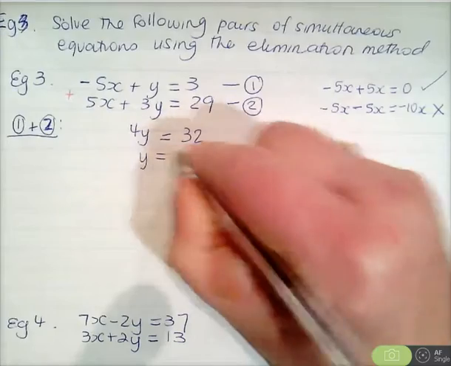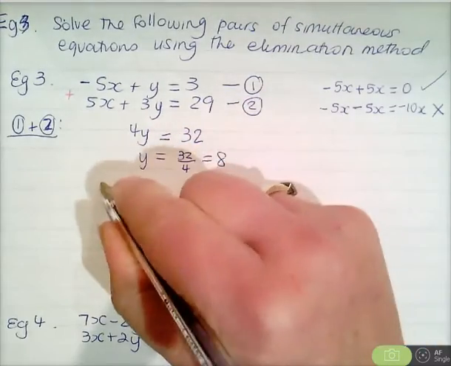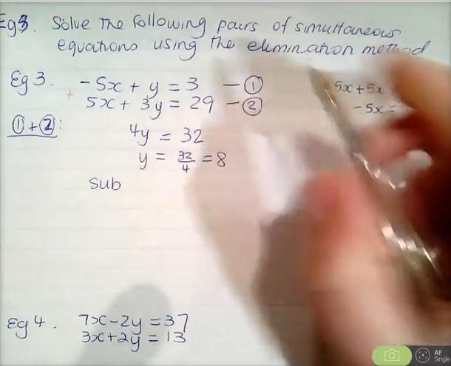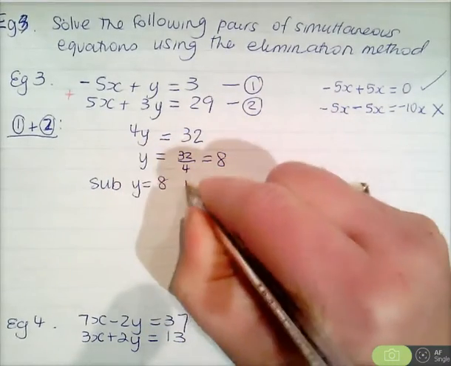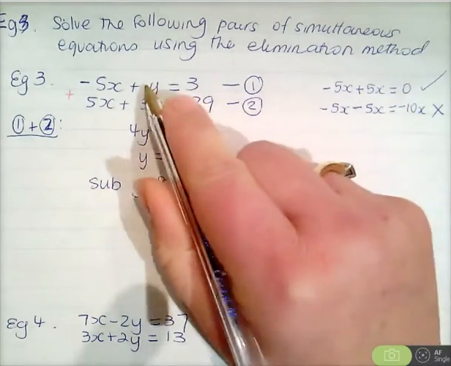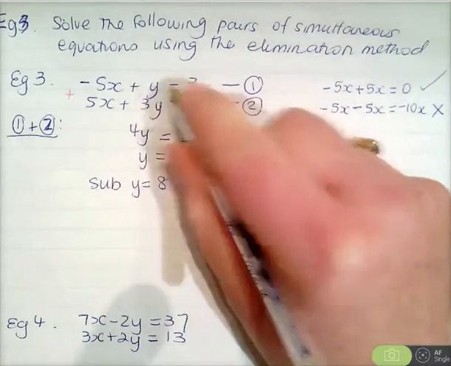So therefore y is 32 divided by 4, which is 8. Okay, so now that we've worked out y, we're going to substitute it into either equation 1 or 2. I'm going to substitute it into equation 1. So substitute y equals 8 into equation 1. And the reason is I've just got a normal y there and I've got a 3y here, so it seems to be a bit easier.